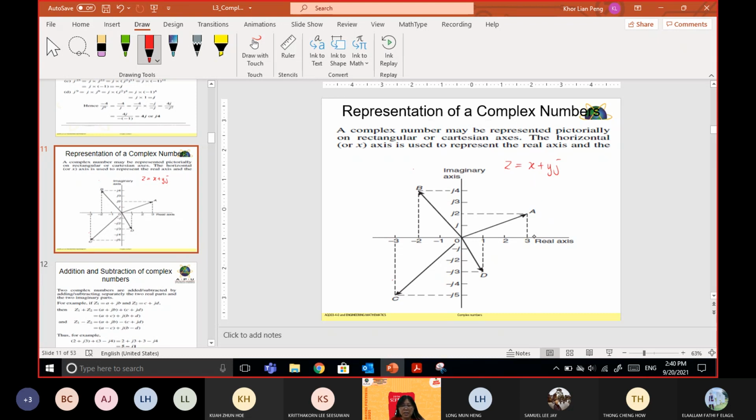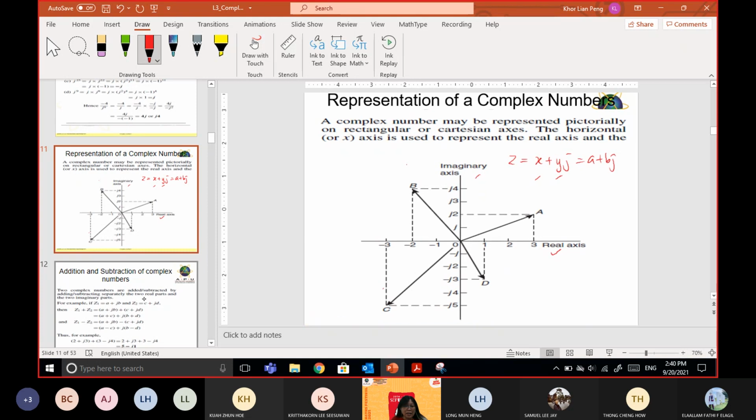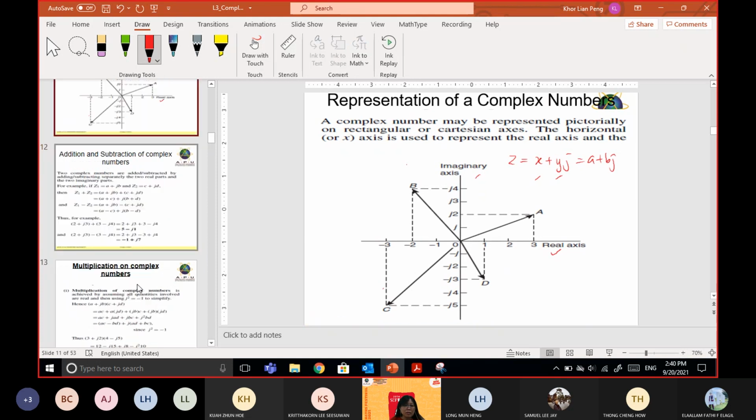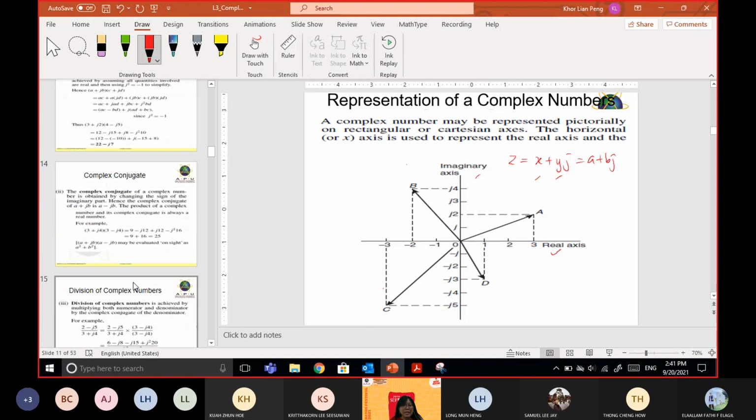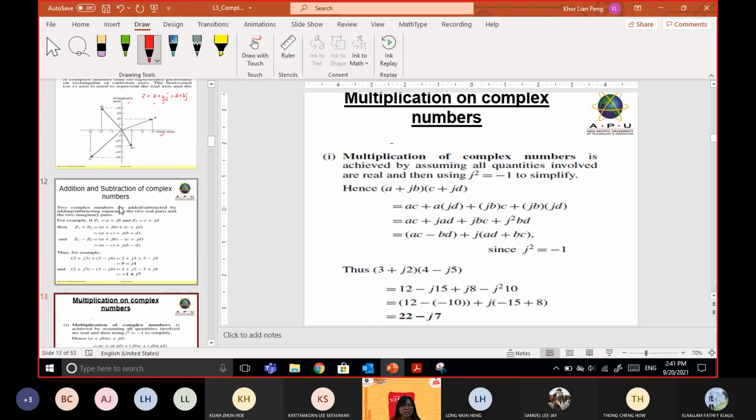The x-axis represents the real part, and the y-axis represents the imaginary part. If I write it this way, it's also the same as a plus bj. The angle should reflect which quadrant the complex number falls into, determined by the positive or negative sign of the real and imaginary parts. Then we also went through addition and subtraction.